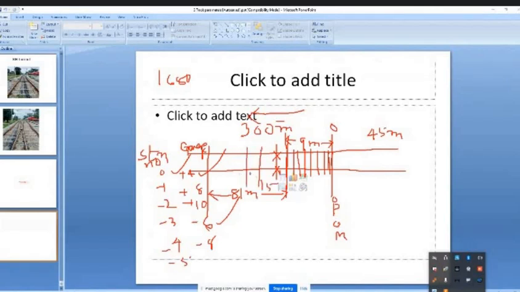So 15 plus 3, 18 meter area, gauge and cross level. 21 meter area, gauge and cross level. Like that you keep on taking the readings on this side, up to 81. From 81 to 300 meters, you have to only observe the things, track observations, not the readings.